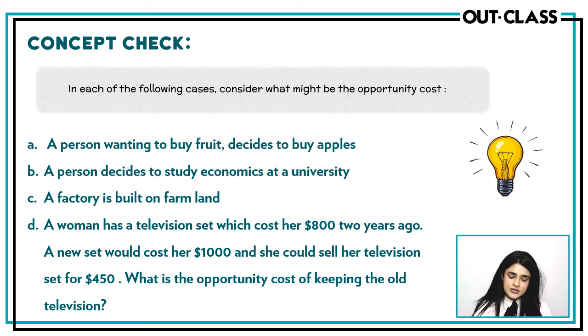A woman has a television set which cost her $800 2 years ago, and a new set would cost her $1,000, and she would sell her television set for $450. What is the opportunity cost of keeping the old television set? Now, in this case, since $450 is what she would be able to sell her current television set at, anything that she would be able to do with that $450 would be her opportunity cost. The cost of not selling her television set is equivalent to $450.